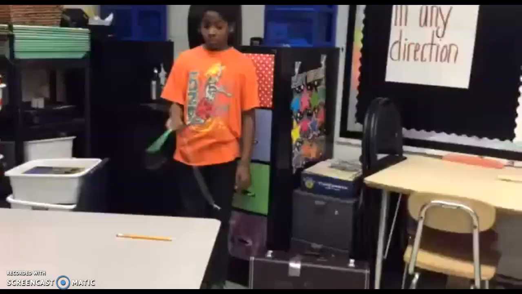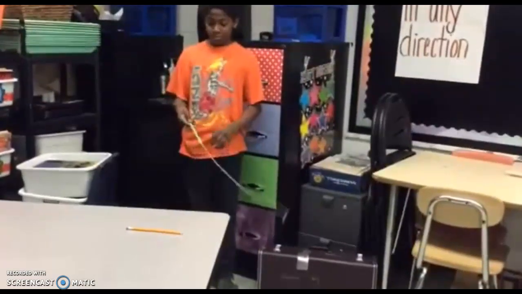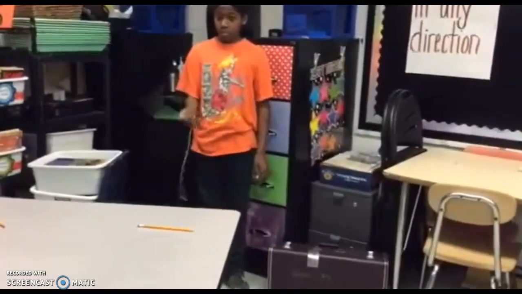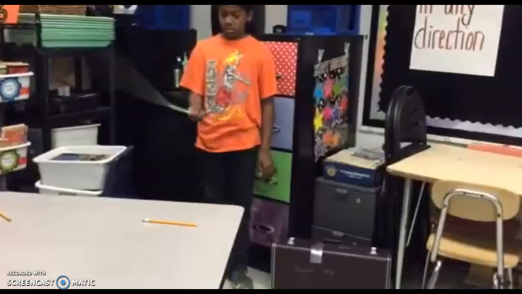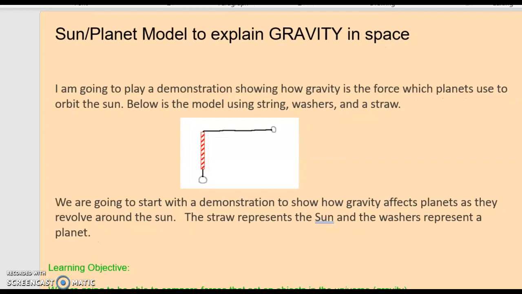All right, so notice, we're going to watch it again, that he starts out going faster and then slower as the planet gets further away from the sun. That straw is the sun, so it goes fast, fast, fast, fast, and then a lot slower. So that is showing us that planets closer to the sun move faster than the planets further away from the sun.